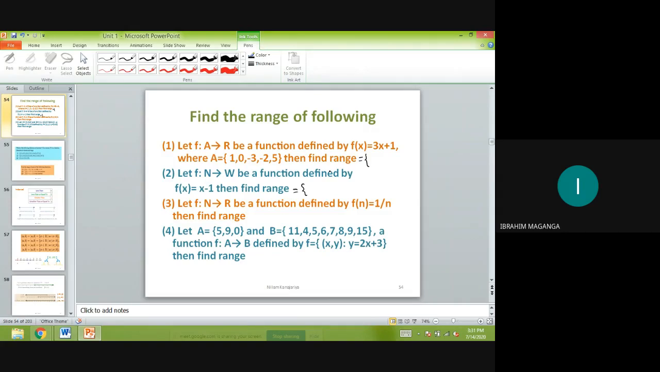For the second question, we use the same domain. I say that for the second question, we use the same domain as in question number one. Question 1: A to R, R is a set of real numbers. No, I say question 2: N to W, W is a set of whole numbers.